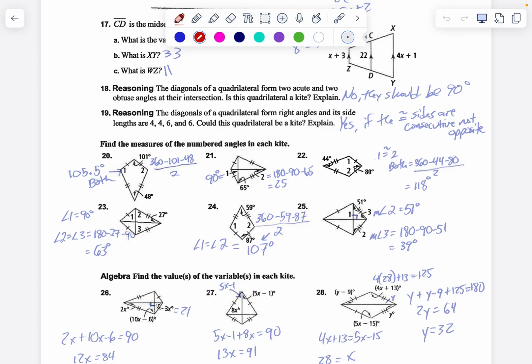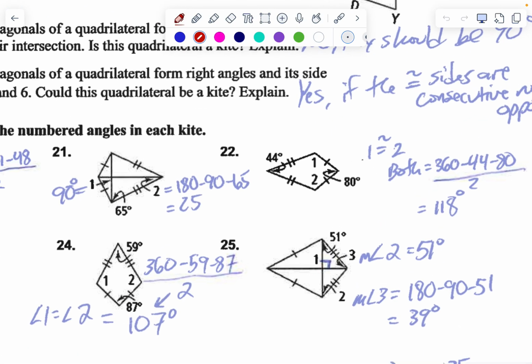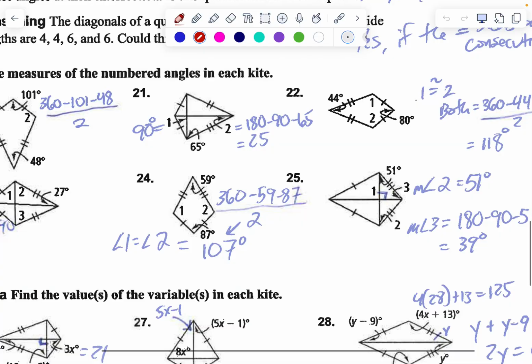Okay, 21, you should have got 25 and 90. Well, number 1 is 90 and 2 is 25. That was just subtracting from 180, so that was just triangle angles. 22, both are 118. Those are also congruent to each other, and we did it the same way as number 20. So interior angle sum of a quadrilateral divided by 2.